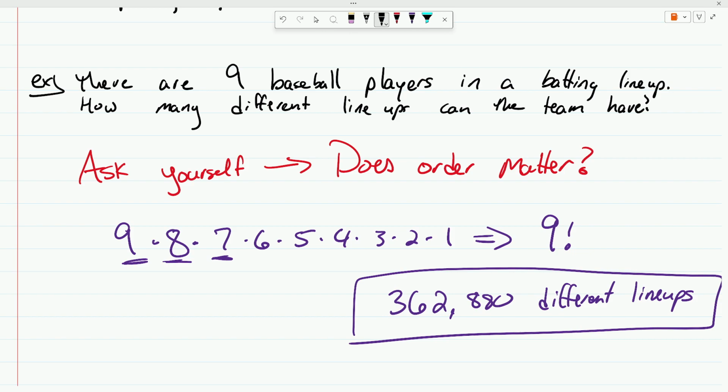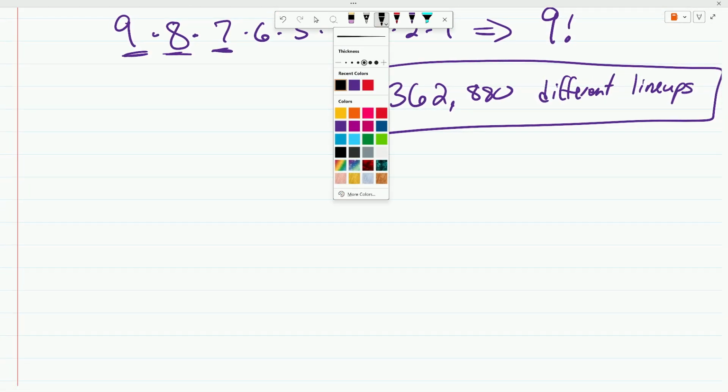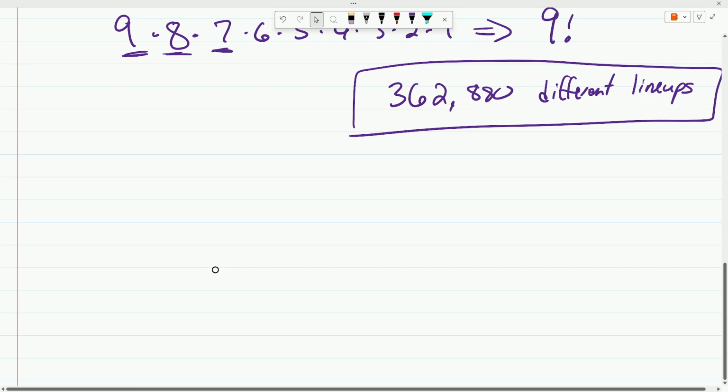So, something was happening in these 2 examples. Like I said, first, we learned about this factorial notation. And second, we learned about does order matter? And if it does, that's called a permutation. There may be some situations where you have a group of items, but you're only selecting, let's say, 3 of them.